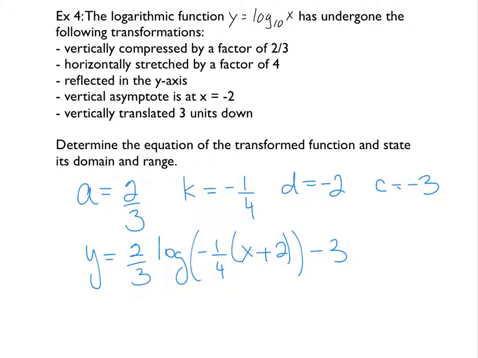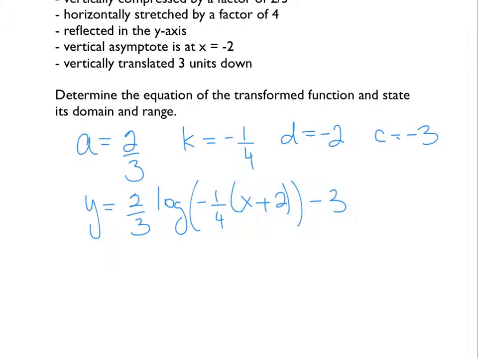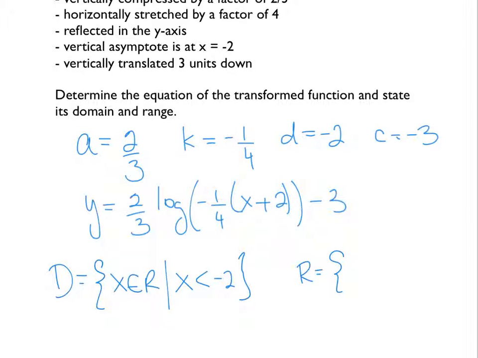Now let's figure out what our domain and range is. We're going to just imagine what this function looks like. Your domain, the only thing that's affecting your domain is going to be your vertical asymptote. So it's going to be x is less than negative 2, and your range is going to be everything, just like all logarithmic functions. And that's it.